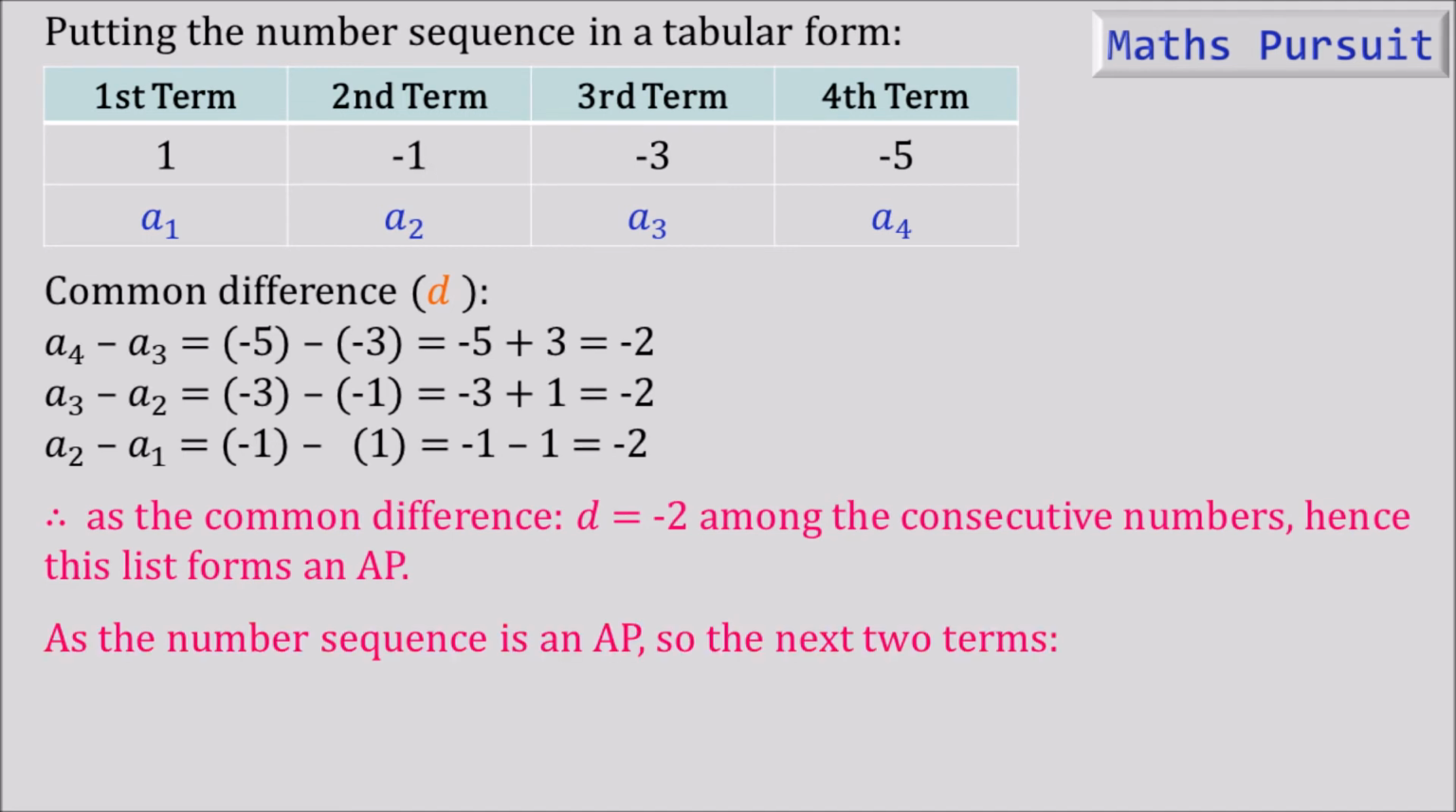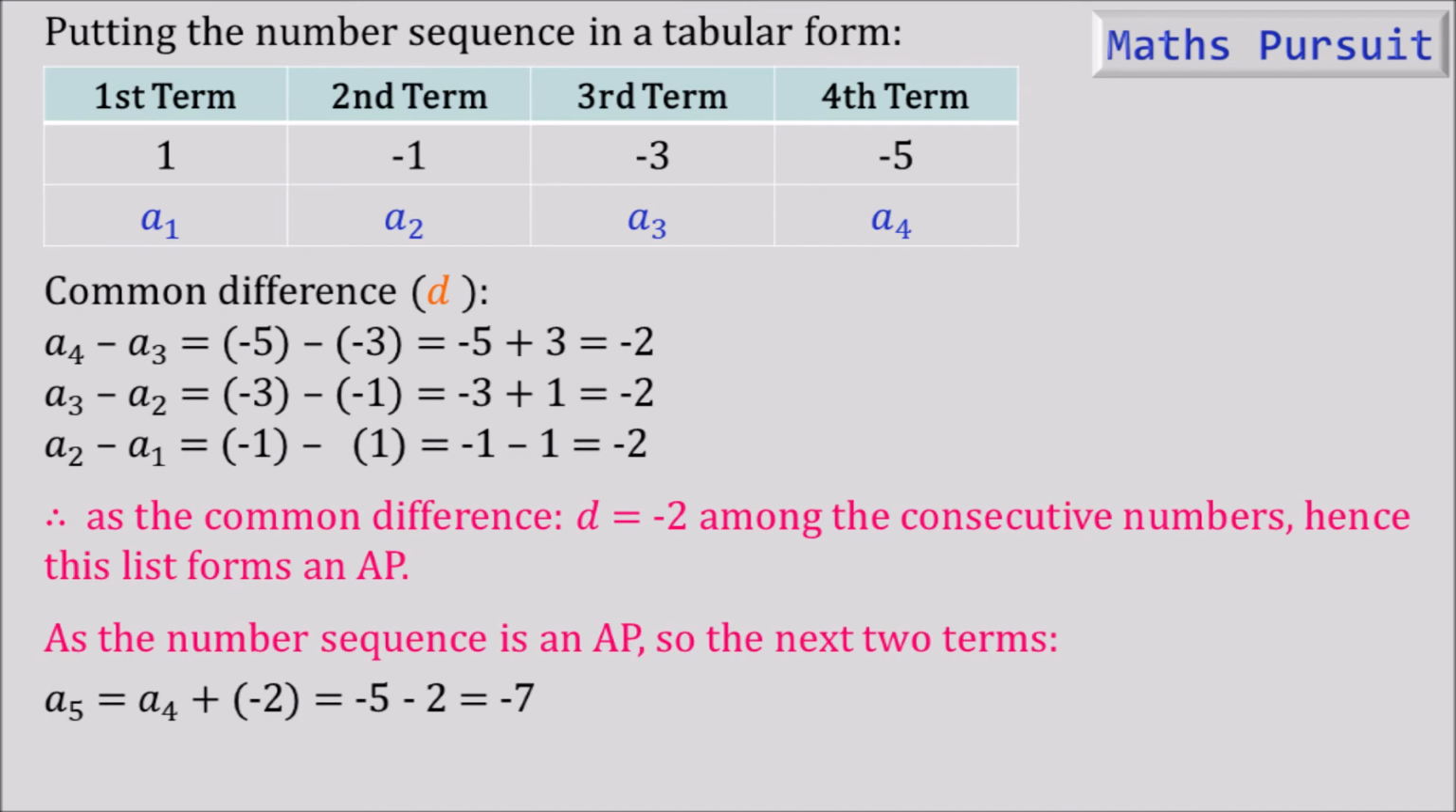Now as the number sequence forms an arithmetic progression, let us find out the next two terms. The difference is -2. If we add -2 to the fourth term, then we'll get the fifth term. Similarly, if we add -2 to the fifth term, then we will get the sixth term. Now let's see how exactly we are going to do it.